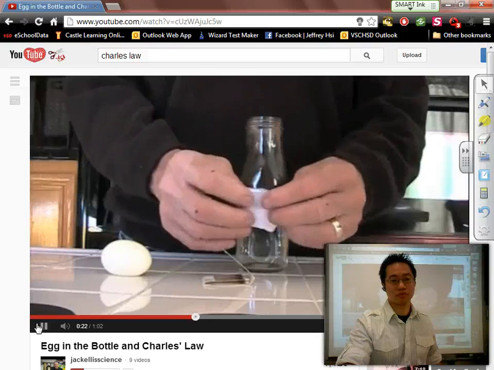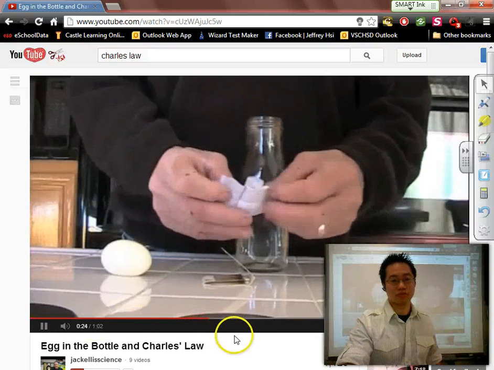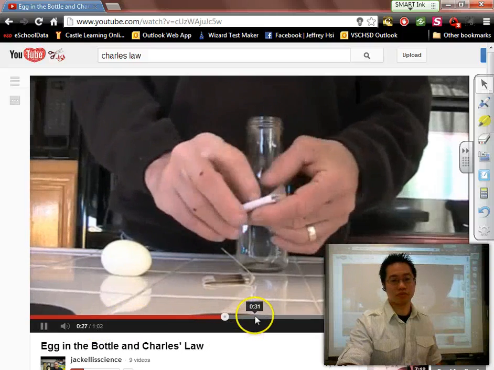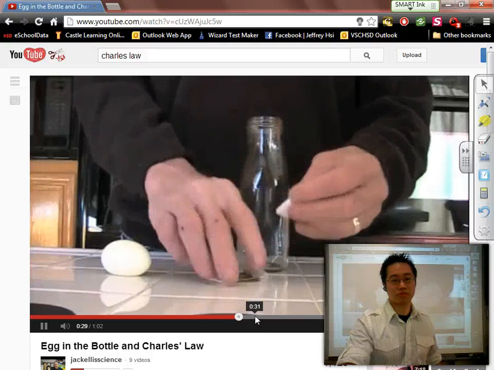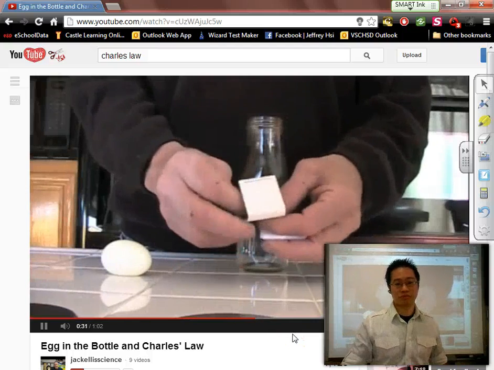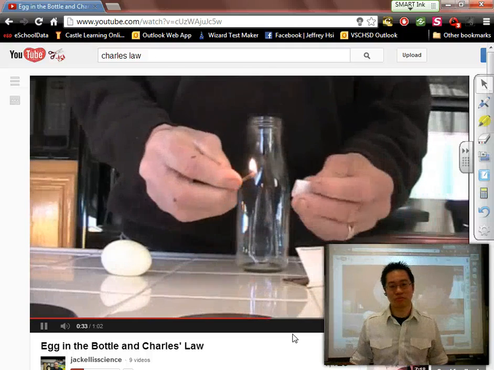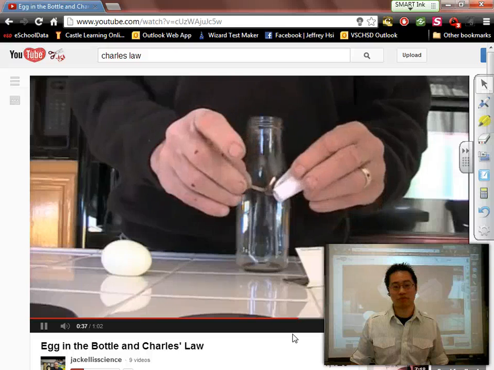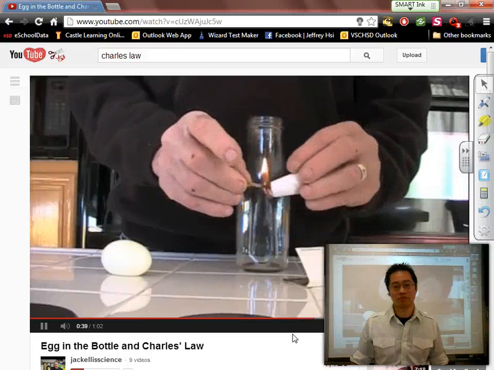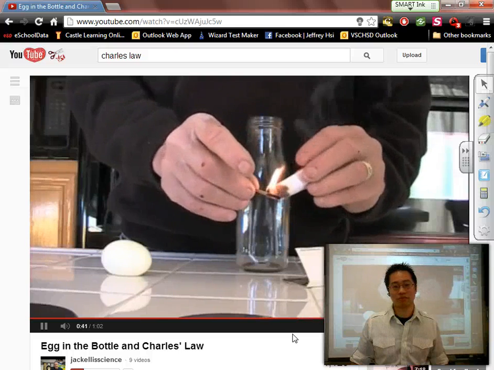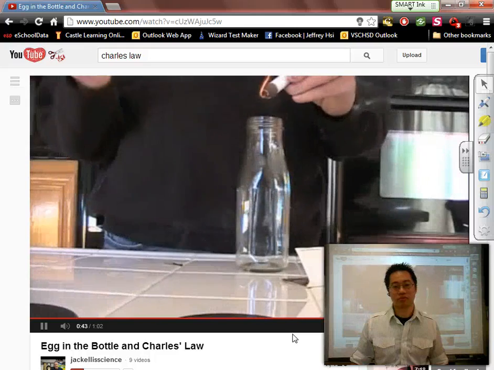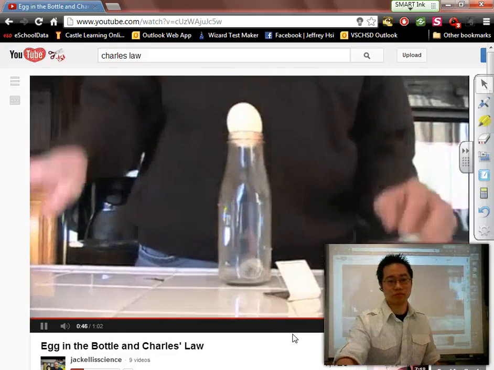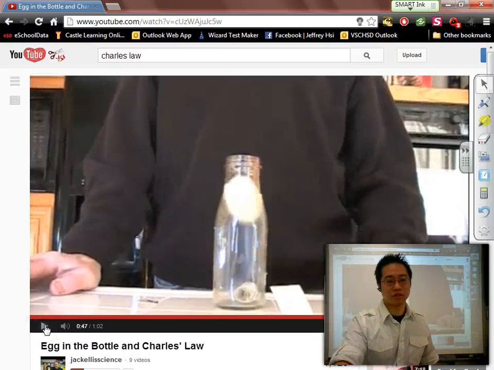What we're going to do is light the paper, put it down in the bottle. As it's down in the bottle burning, it's going to heat the gas in the bottle, and that will make the gas expand and come out of the bottle. We're going to put the egg then on top of the bottle, and you'll actually see the egg kind of floating or being pushed up a little bit as the flame is still burning and pushing the gas out. After the flame goes out, the gas inside will no longer be expanding.